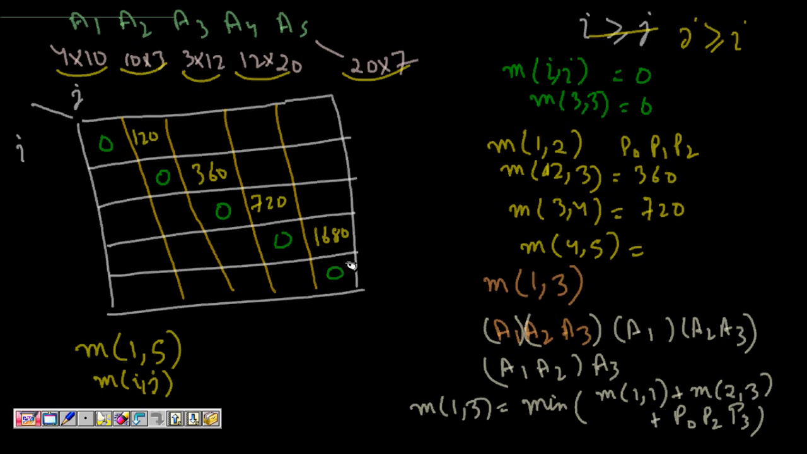So upper triangular matrix. So we see that m1 comma 1 is just multiplying a1, which is just one matrix, so no multiplications needed. So all m1 comma 1, m2 comma 2, m3 comma 3, 4 comma 4 and 5 comma 5 will be 0. Now m1 comma 2 means what? Multiplying a1 with a2.